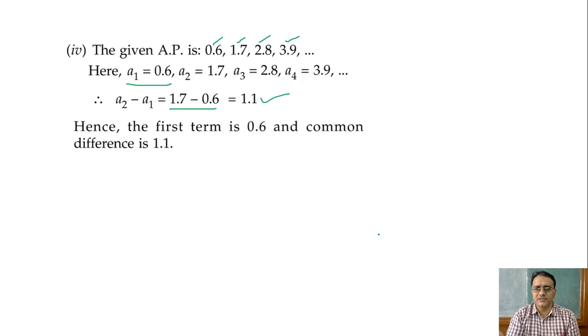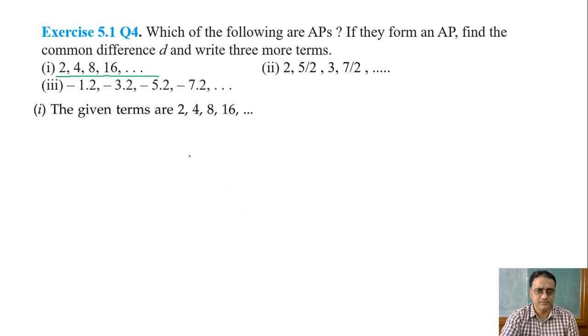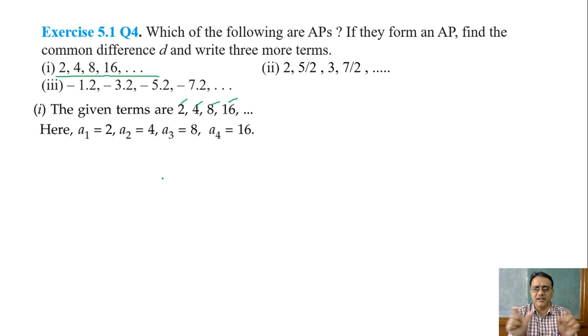So now we'll move towards the next type of question, that is we have to identify whether this will form an AP or not. Okay, and if it is an AP, then we have to write 3 more terms. So let us start with the first bit. 2, 4, 8, 16, and so on. So here A1, A2, A3, A4 are given. And we have to check whether the difference between each consecutive term is the same or not. That is one way. ठीक है?